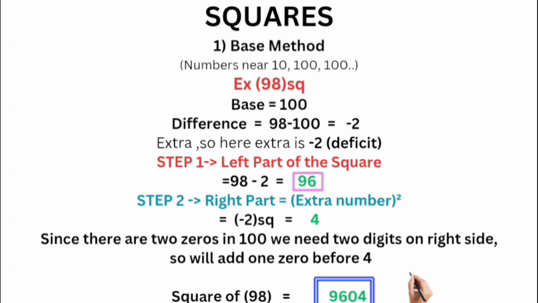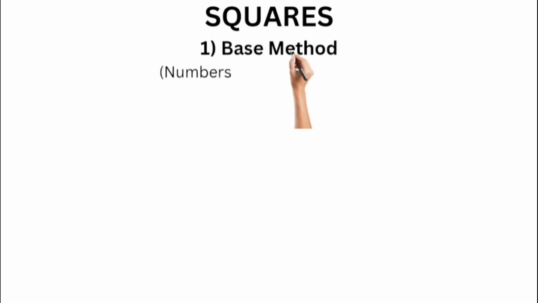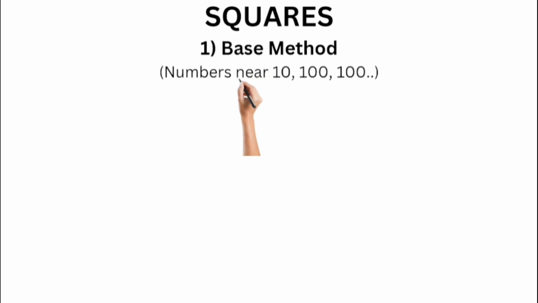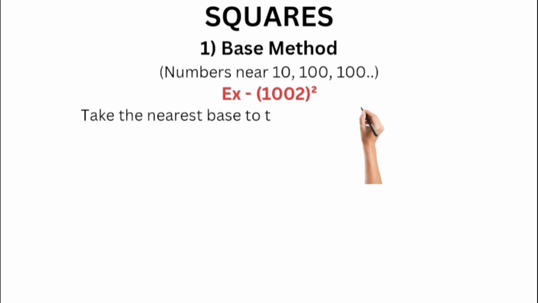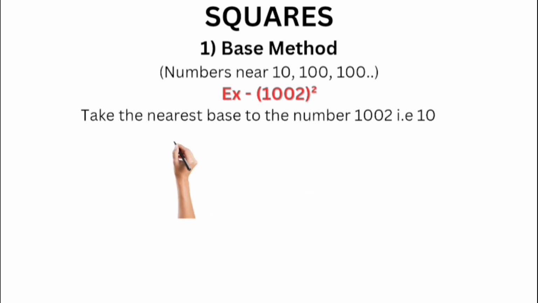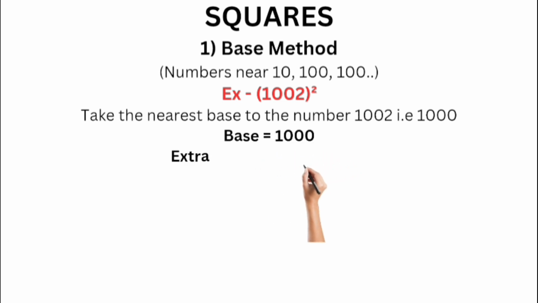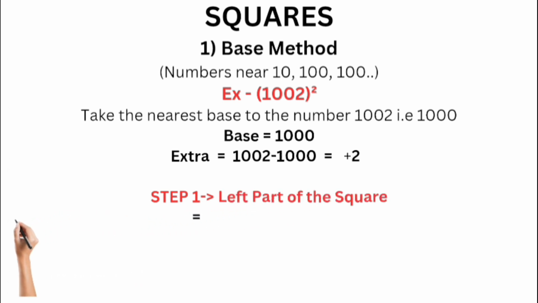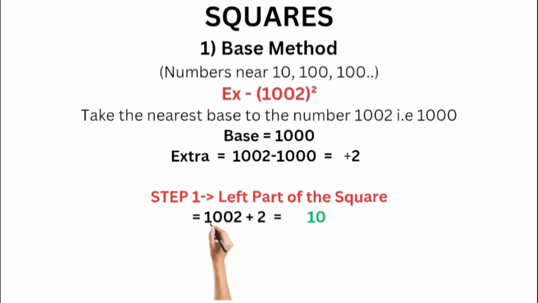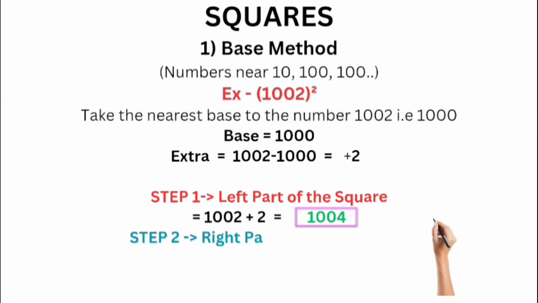Now let's take one more example of a 4-digit number, that is 1002. Now we will start by finding the base. So the nearest base to the number 1002 will be 1000. So the base here is 1000. Now the extra. We already know how to find the extra, difference between the actual number and the base. So here it will be 1002 minus 1000, that will be plus 2. Again here positive sign before extra because the actual number is greater than the base.